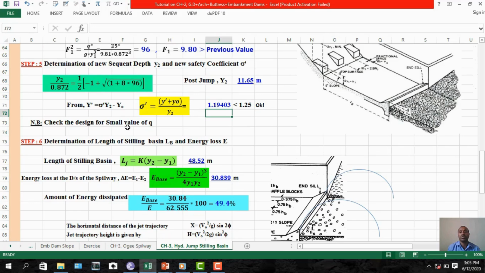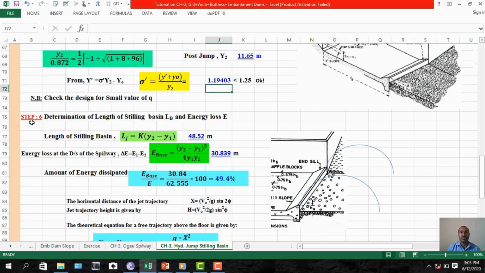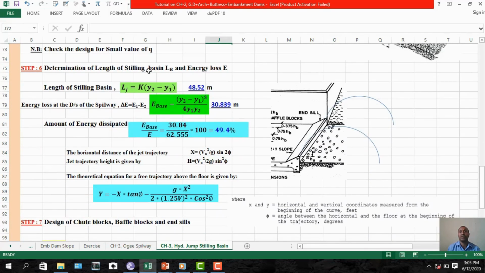Then check the design for a small value of Q. Just reduce the discharge, then you can check the design. What will happen? Okay. Step 6, determination of length of stilling basin, LB, or sometimes length of the jump. We say length of the jump, LJ, and energy loss, E. So length of stilling basin, LJ, equals K, which is the hydraulic jump coefficient, times y2 minus y1. So K, just for this case, 4.5 we take, according to the Froude number.